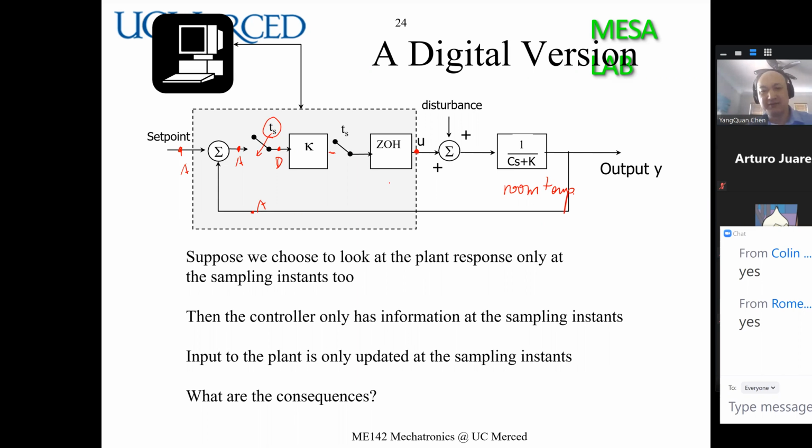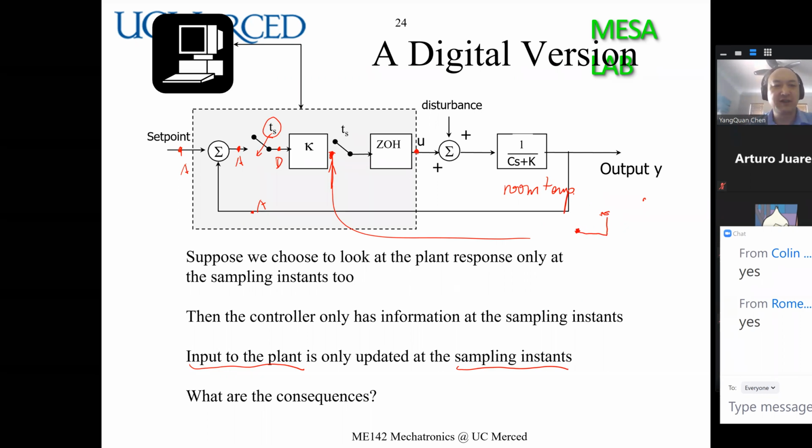So the input to this plant is only updated at the sampling instants. You have those control instants. After each instant, the control signal is something like this, but after the zero-order hold, it becomes something like this. You hold it until the next one. Hold it. So this is called a ZOH, a zeroth order holder.